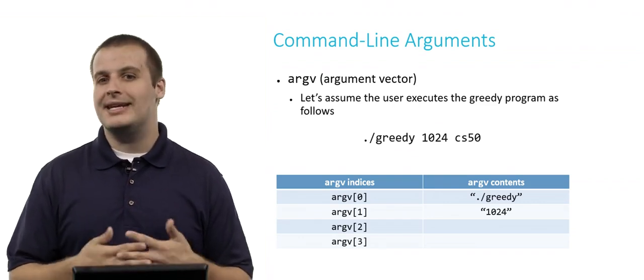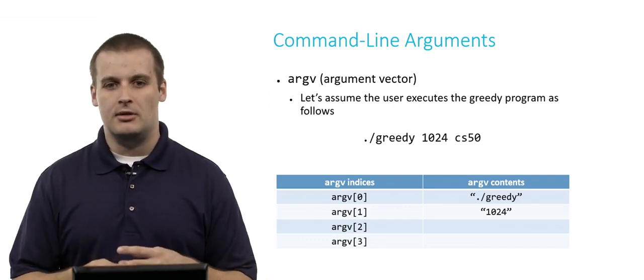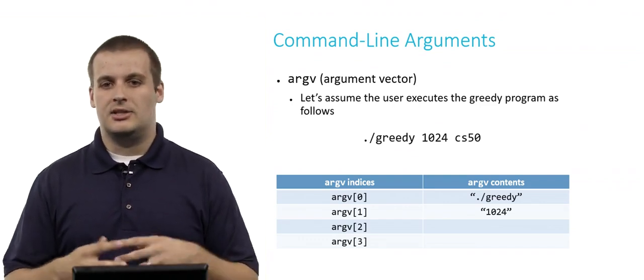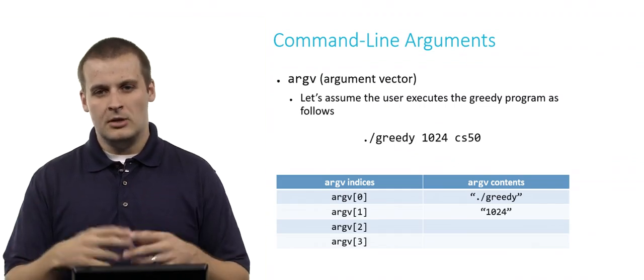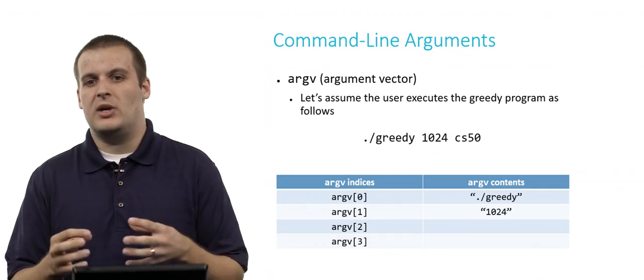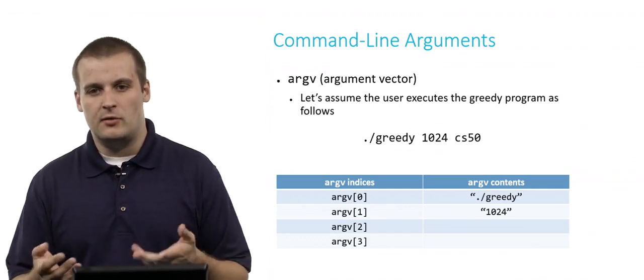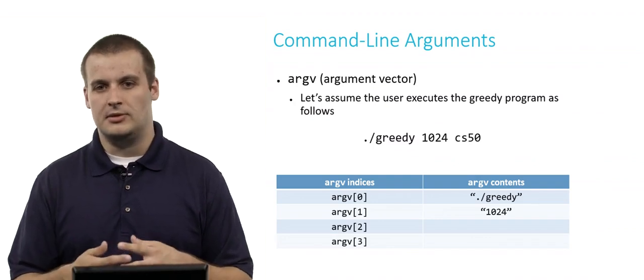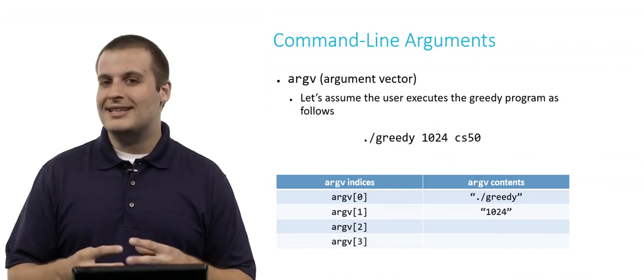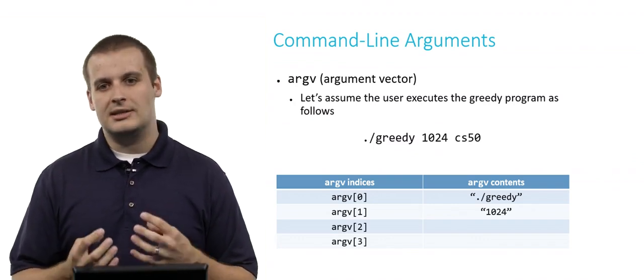It is not the integer 1024, and so you can't directly work with it by saying, int x equals argv1 minus 24. Intuitively, you might think of that as, okay, well, it's 1024 minus 24, so x is equal to 1000. But in fact, that's not the case because argv1 is a string, the string 1024.